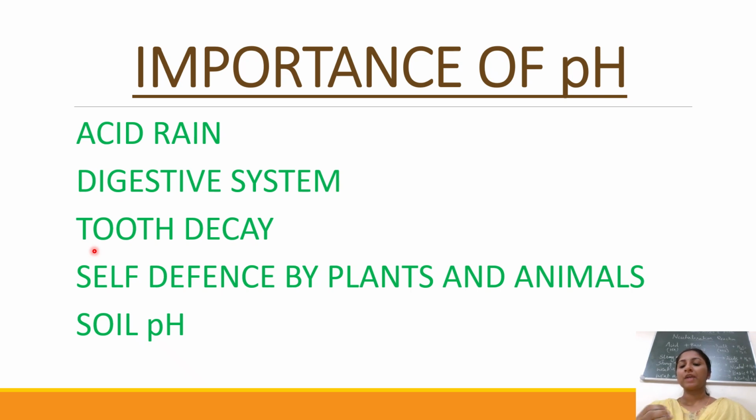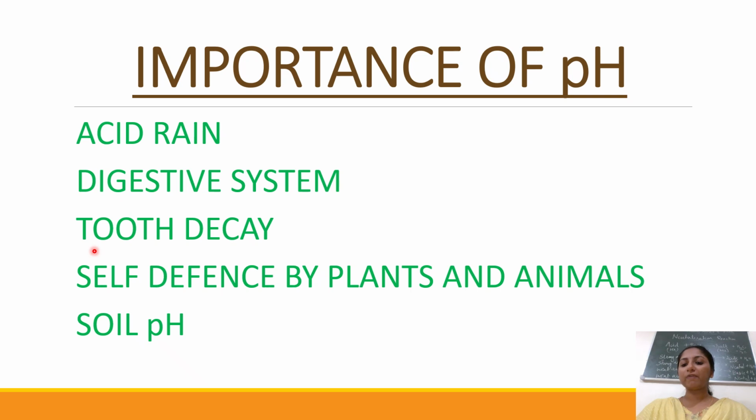Okay, that means after having food, if we are not washing our mouth properly, what will happen? Bacteria will grow within the mouth, right? So due to the action of this bacteria, what will happen? The pH value will decrease, that means the acidic property will increase. Due to this increase in acidic nature, there is a chance of tooth decay, or that will affect the enamel.